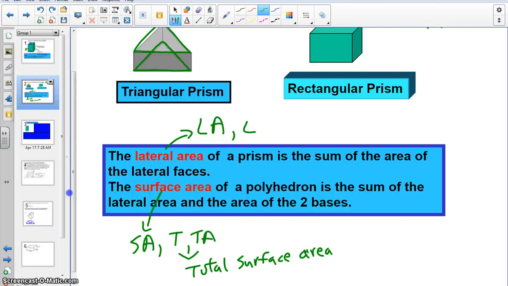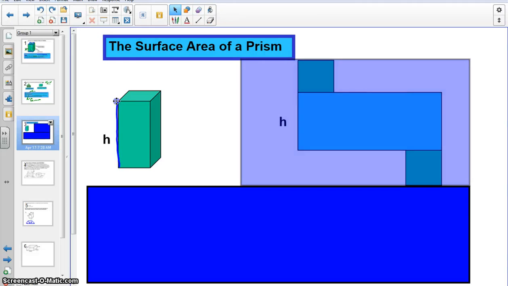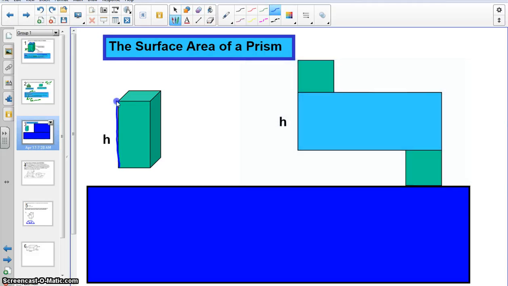Let's talk about how we actually would come up with a formula for the lateral area and surface area of a prism. Well, here I have a rectangular prism, and specifically it is a right prism. We have H marked as one of the lateral edges. If I just cut that prism apart right at that lateral edge and unfolded it, I would have four lateral faces, and they would unfold to form a rectangle.